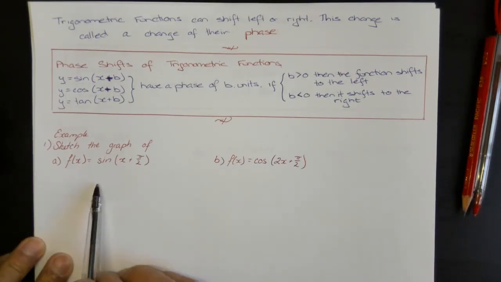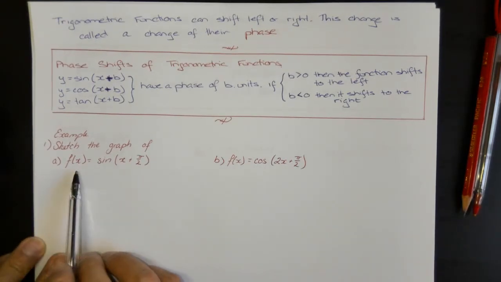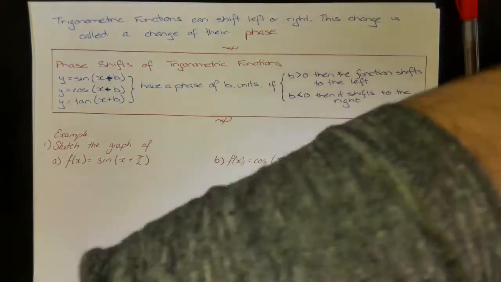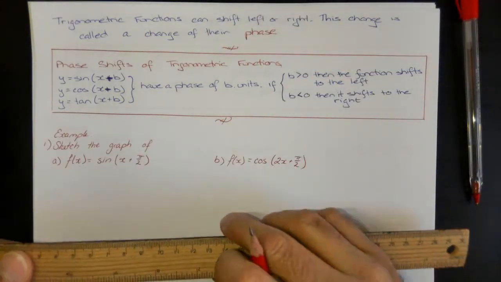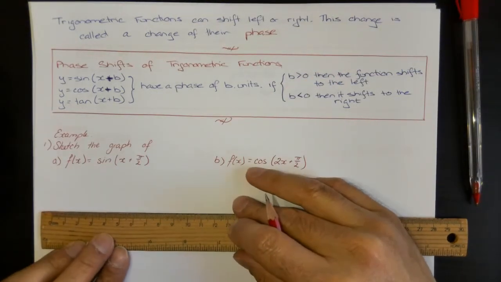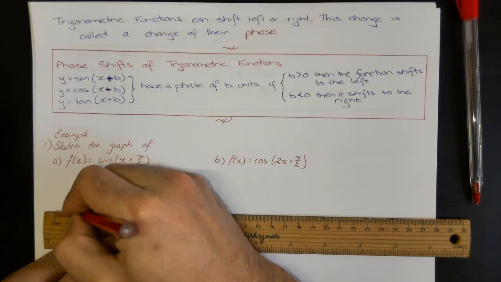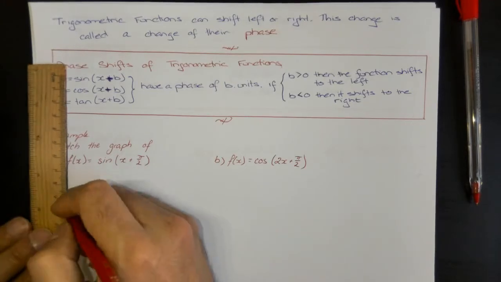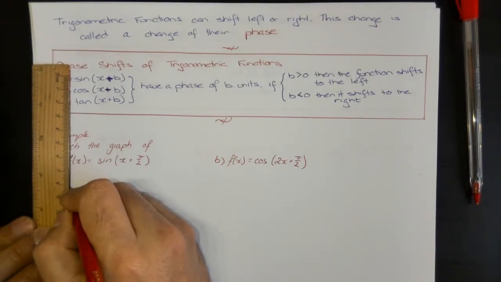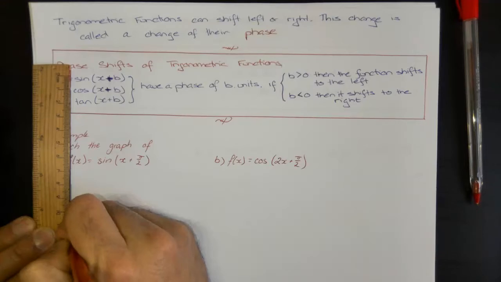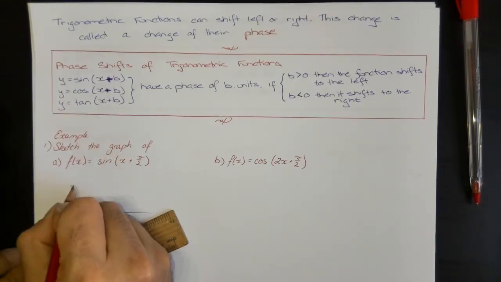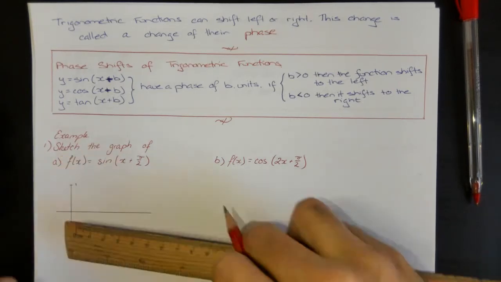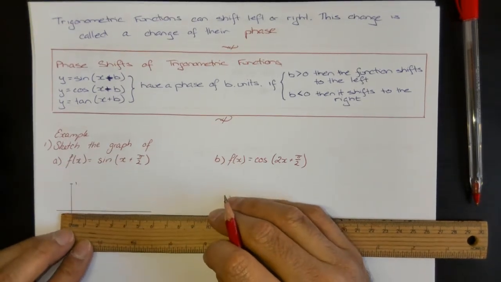We want to sketch the graph of f of x equals sine of x plus 2 pi. What I'm going to do first is quickly sketch the y equals sine x curve. Now obviously I don't have graph paper, so it's going to be a quick sketch.